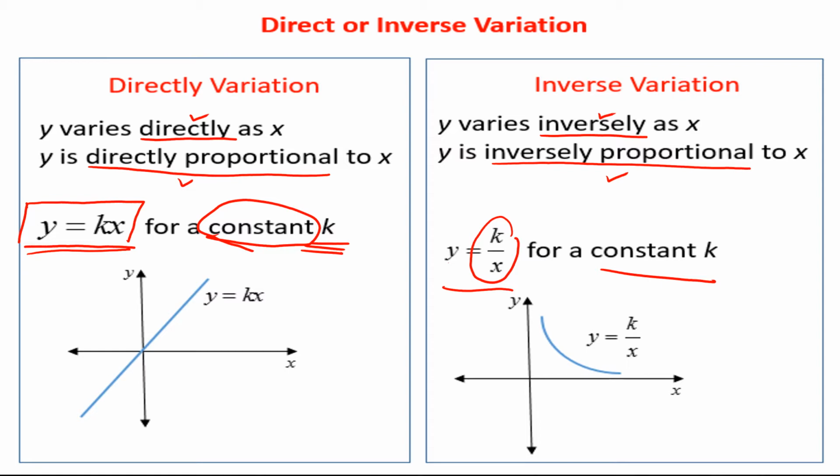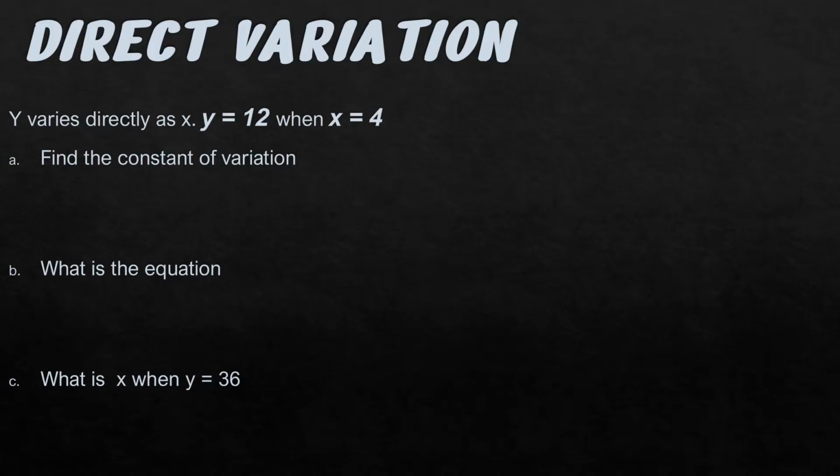Now, let's have a specific example that we have from our module. We have our direct variation. Y varies directly as x. So we have y is equal to 12 when x is equal to 4. Okay, so we are going to write first y varies directly as x. Y is equal to kx.